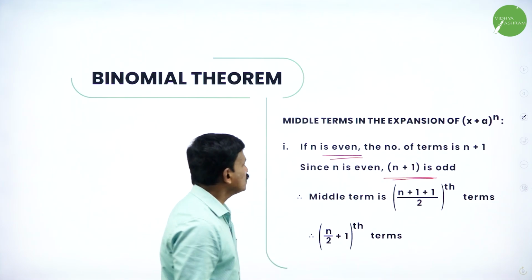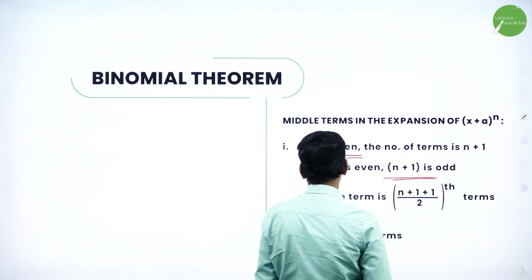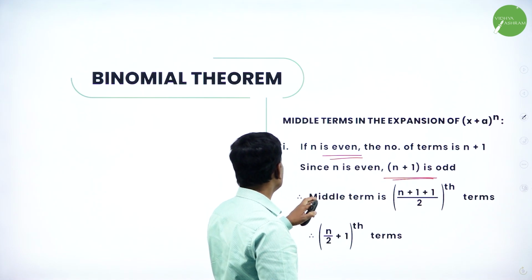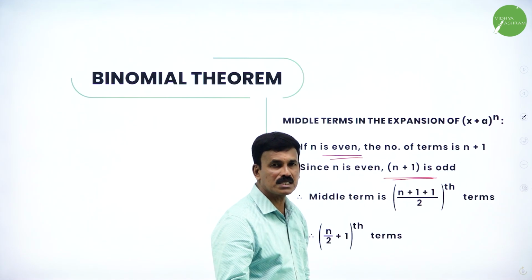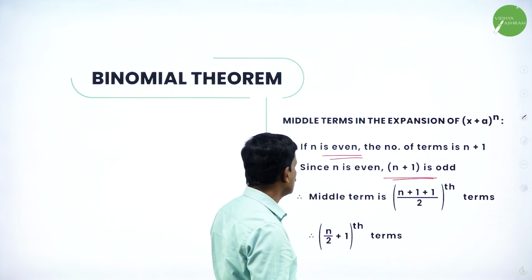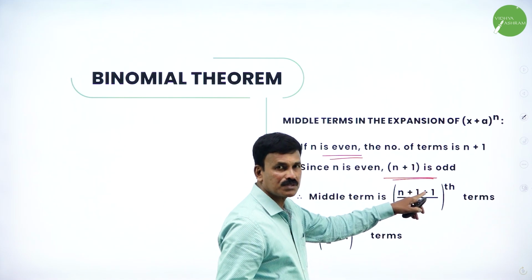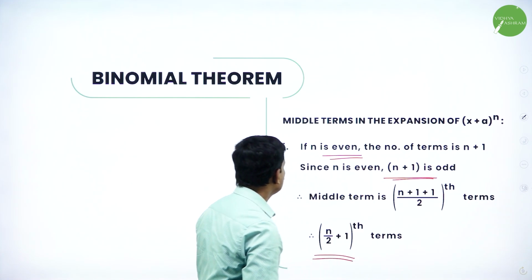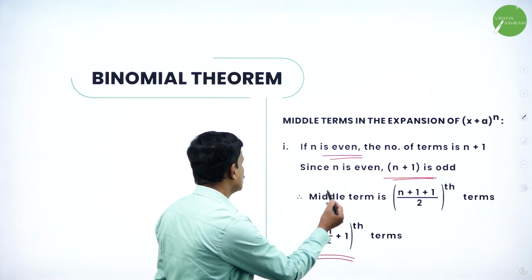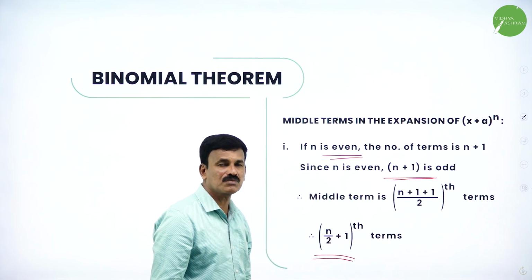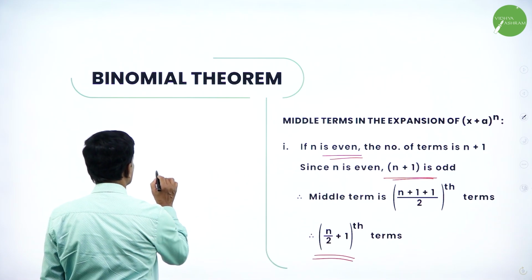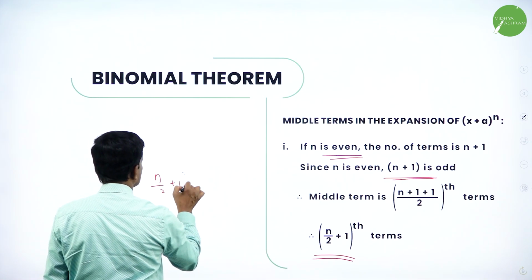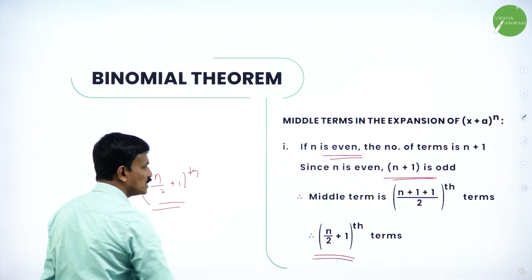If n is even, then the number of terms is n + 1. Since n is even, n + 1 is odd. Therefore, the middle term is the (n + 1)/2 th term, which can be written as n/2 + 1, the (n/2 + 1)th term. So if n is even, the middle term in the expansion is the (n/2 + 1)th term.